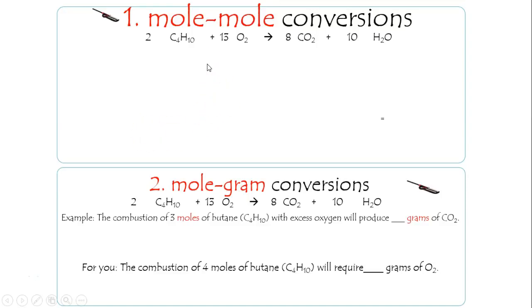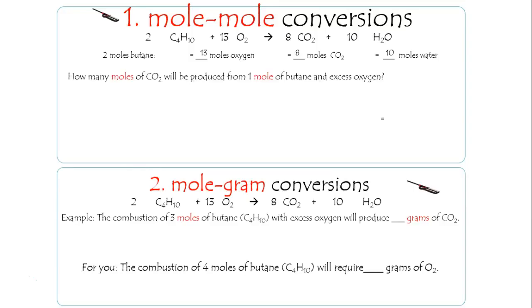For all of these conversions, it's important to recognize that those numbers in front, 2, 13, 8, and 10, are chemically as well as mathematically equivalent. They're powerful numbers. Every 2 moles of butane requires 13 moles of oxygen. It will make 8 moles of carbon dioxide, and it will make 10 moles of water. Watch how when we solve these problems, we use them as mathematically equivalent conversions.